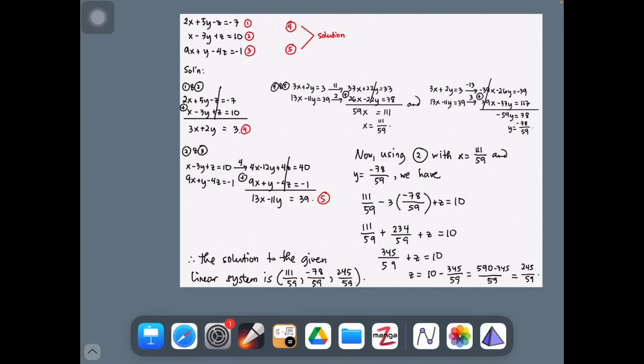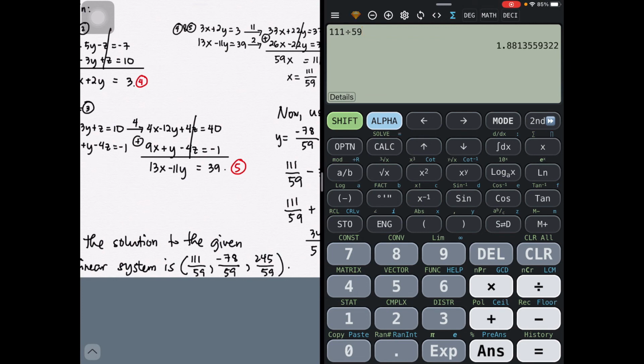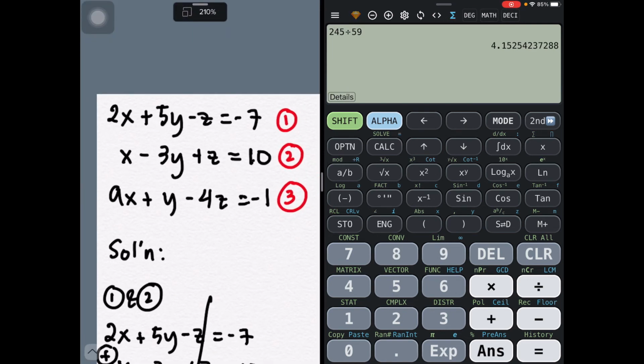Let us now save the obtained answers to our scientific calculator so that it will be easier for us to do the checking. If the three equations are being satisfied with the obtained answers for variables x, y, and z that we got earlier, definitely this is really the solution for this linear system.